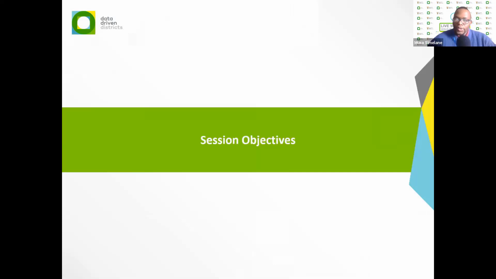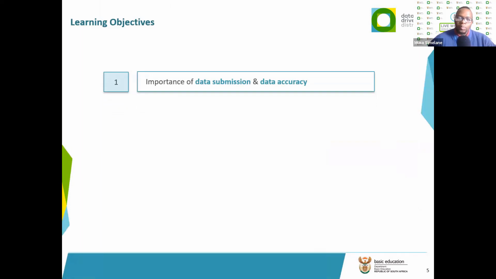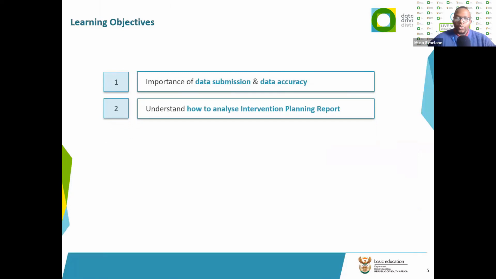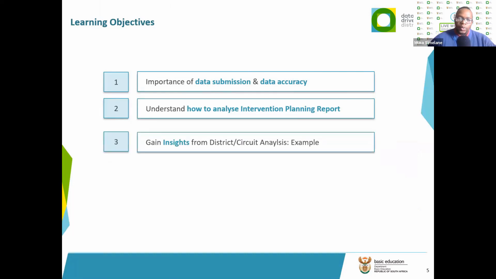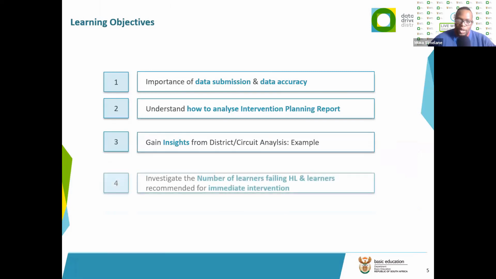With that out of the way, colleagues, let's just have a look at the objectives that we've put together for this session. First of all, we're going to go through the importance of data submission and data accuracy. We're going to go through how to understand and analyze the intervention planning report. Thirdly, we're going to explore some insights for the colleagues that are in a circuit or district level or above, some examples of an analysis that can be done there.